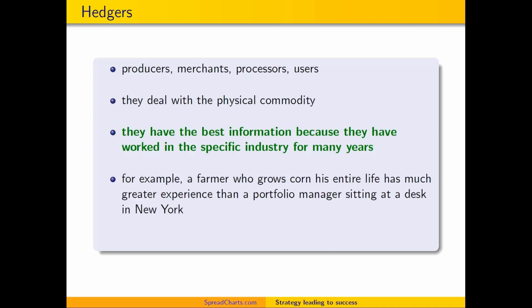Imagine a farmer who grows corn his whole life and inherited the farm from his father and grandfather who taught him everything. Such a man has an incomparably better insight into the market than a portfolio manager sitting behind his desk in Manhattan. So, why do the hedgers trade on the exchange when they are interested in the physical commodity?